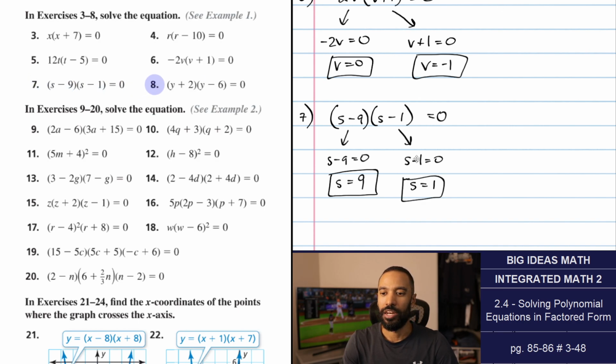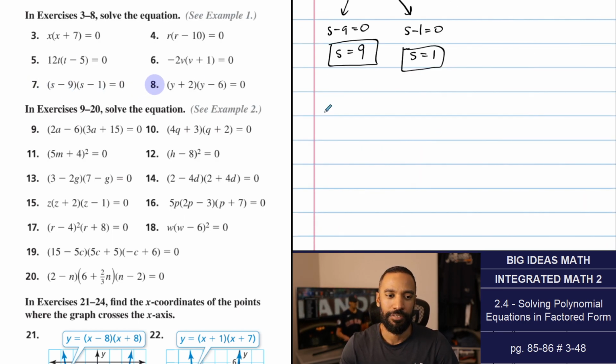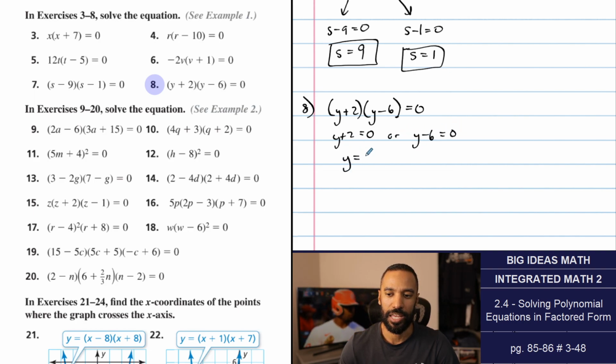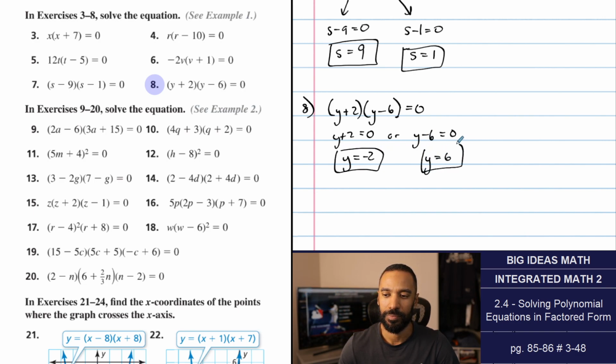After number 8. And on number 8, we do have (y + 2) times (y - 6) equals 0. So either y + 2 equals 0 or y - 6 equals 0. Subtract 2 from both sides, y is negative 2. Or add 6 to both sides, y equals 6.